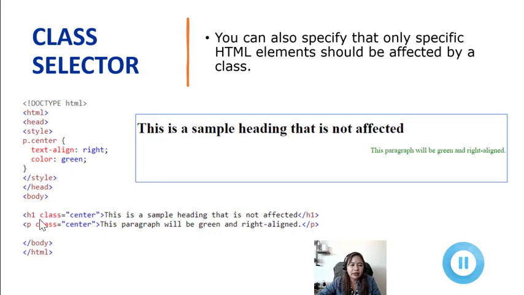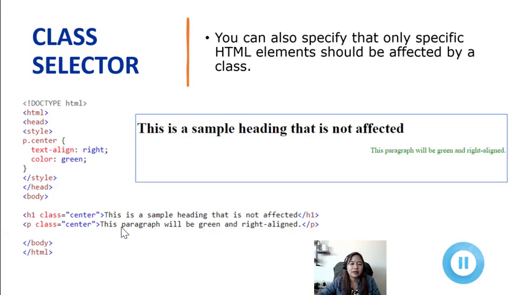But notice here inside your body tags that you're using class is equal to center on both instances for your heading and for your paragraph. However, if you look at the output here, the heading is not affected by that particular format. It did not turn into green, and the alignment is still the left alignment, which is the default setting. And that is because in your class selector, you have specified that only the paragraph element will be affected by this class. And so therefore, even if you use that in your H1, in your heading 1, it does not change the format of your heading.